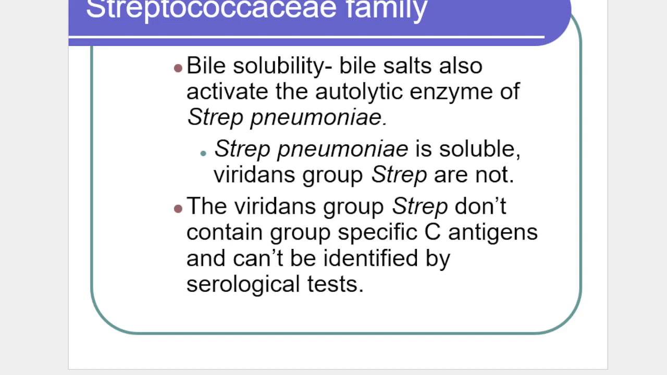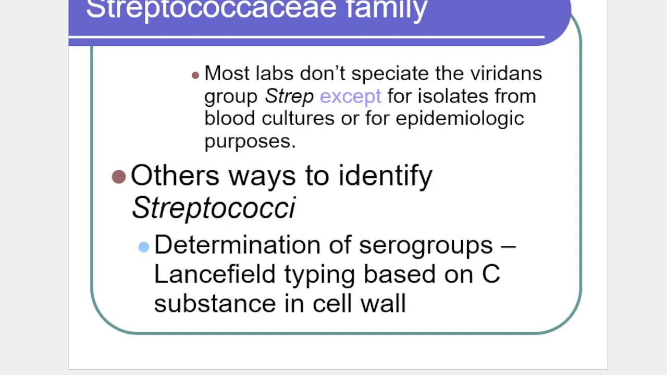Okay? So, the viridans group strep don't contain group-specific C antigen and can't be identified by serologic testing. In one book, I also read that pneumoniae supposedly doesn't have a C antigen. Most laboratories don't speciate the viridans group strep except for isolates from blood cultures or for epidemiologic purposes.